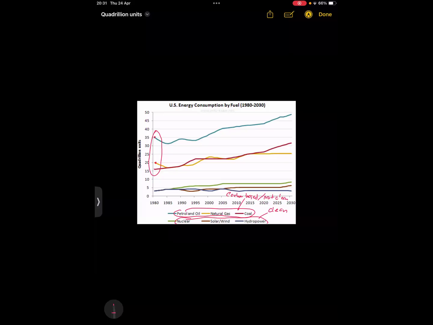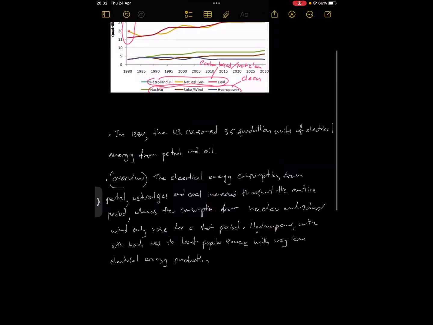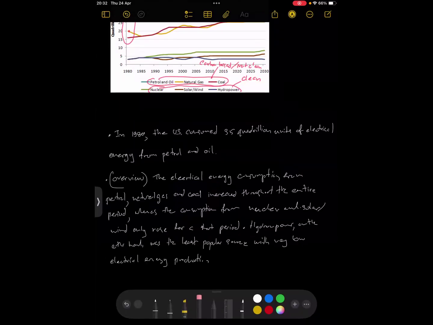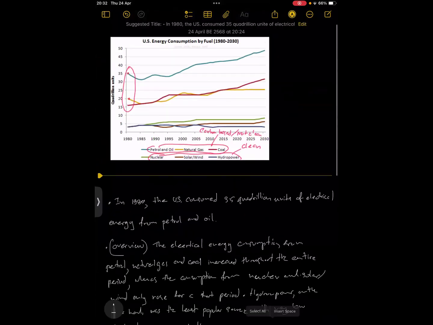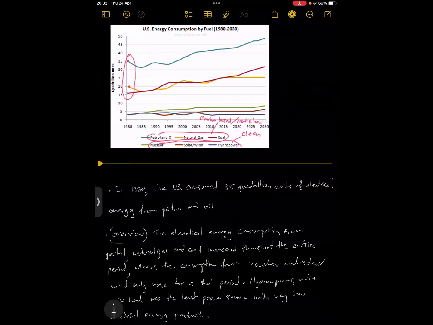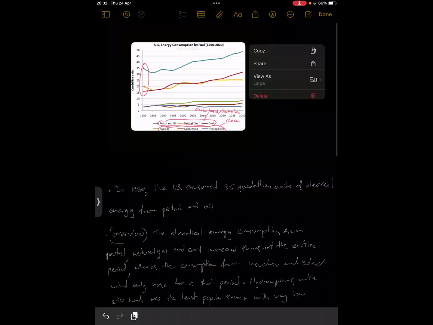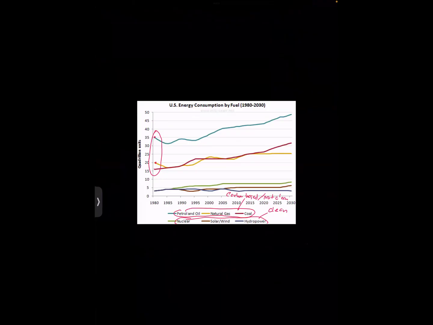So did you figure it out? Okay, so we just have to rank them. First we could say that petrol and oil is number one in terms of energy consumption. That's number one, that's number two, and that's number three.